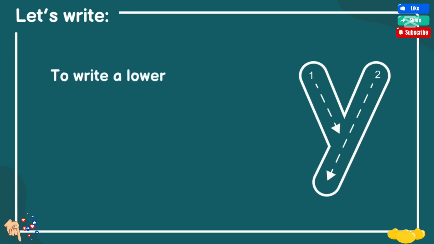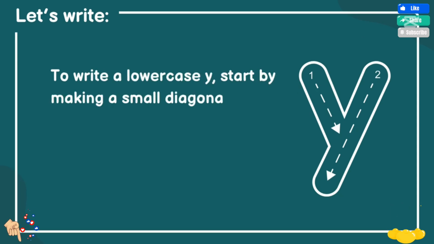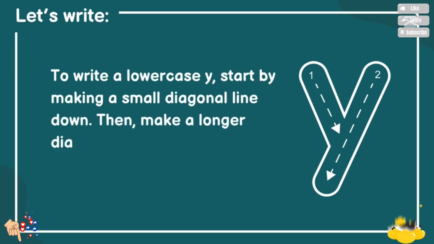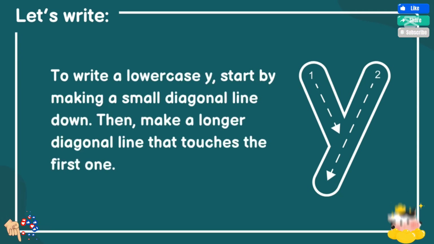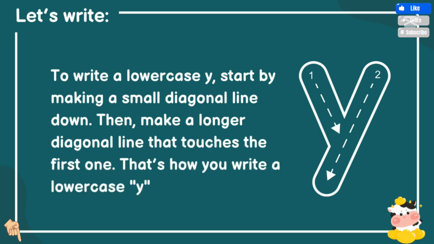To write a lowercase y, start by making a small diagonal line down. Then, make a longer diagonal line that touches the first one. That's how you write a lowercase y.